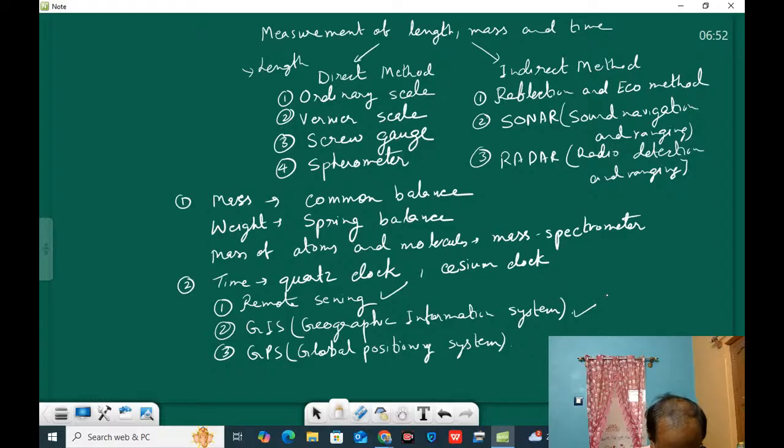And besides that, we use carbon dating to find the date of anything. This is the method of carbon dating to find the exact date, or the age of the earth we can find by carbon dating, right? In this way, these are the different things we have discussed.